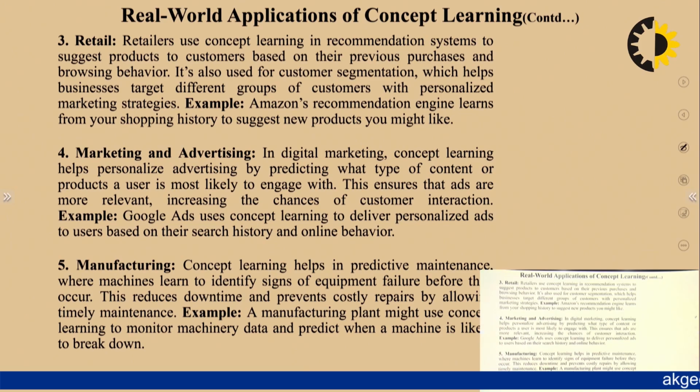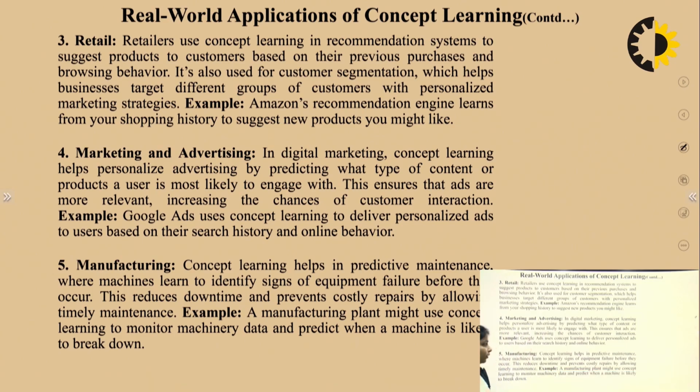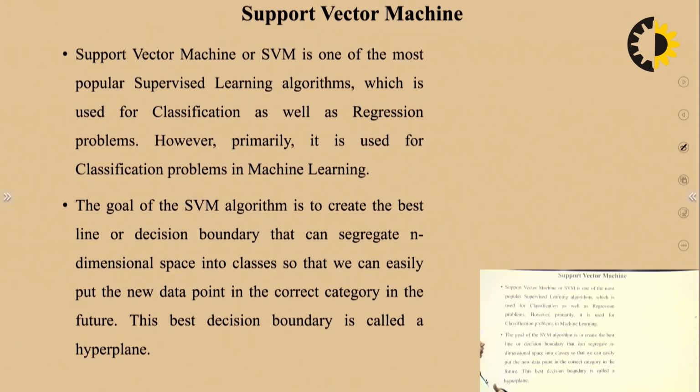Next is marketing and advertising. Concept learning is used in the marketing and advertising field for predicting what type of content or products users most like to engage with. Next is manufacturing. Concept learning helps in predictive maintenance, where machines can learn to identify signs of equipment failure before they occur. So in all these fields, concept learning is used.